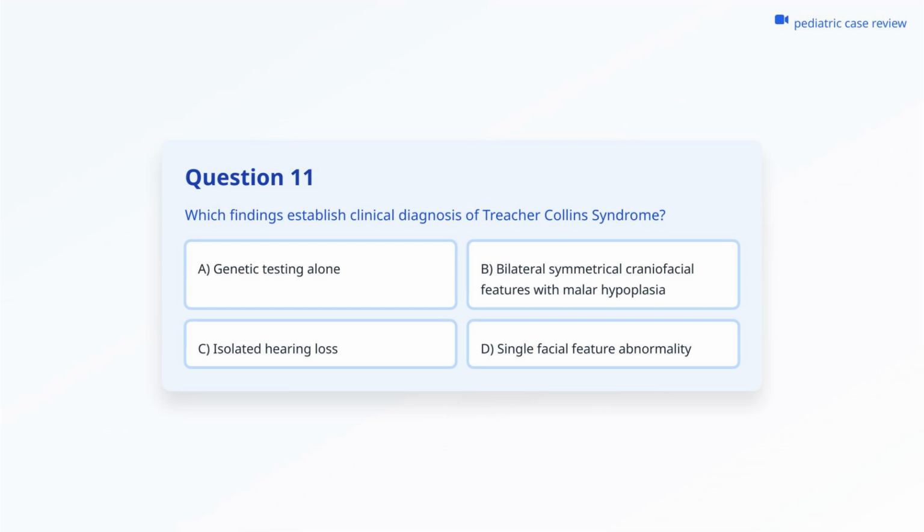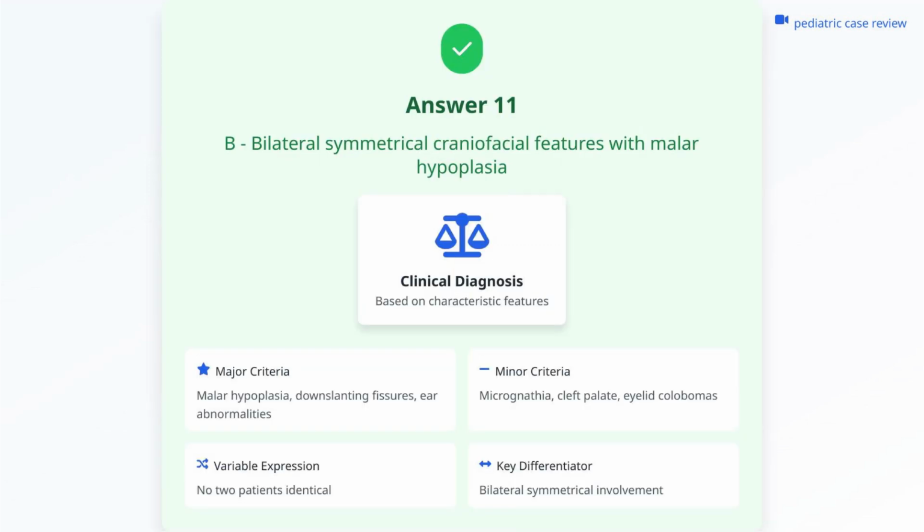Option A, genetic testing alone. Option B, bilateral symmetrical craniofacial features with malar hypoplasia. Option C, isolated hearing loss. Option D, single facial feature abnormality. Consider diagnostic criteria for this syndrome. The correct answer is B.